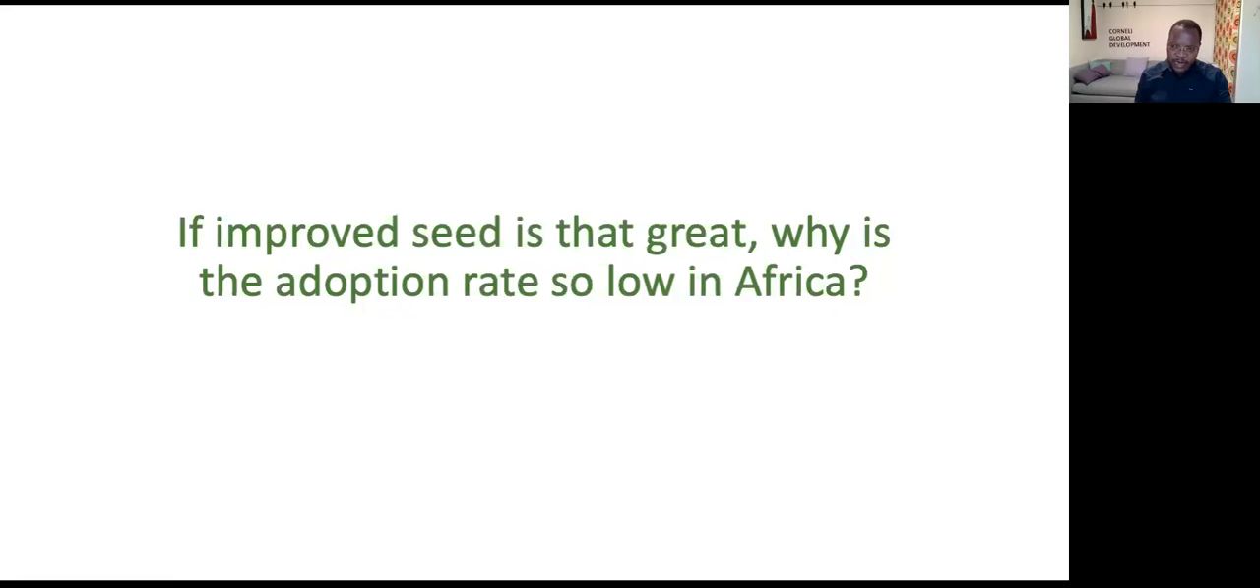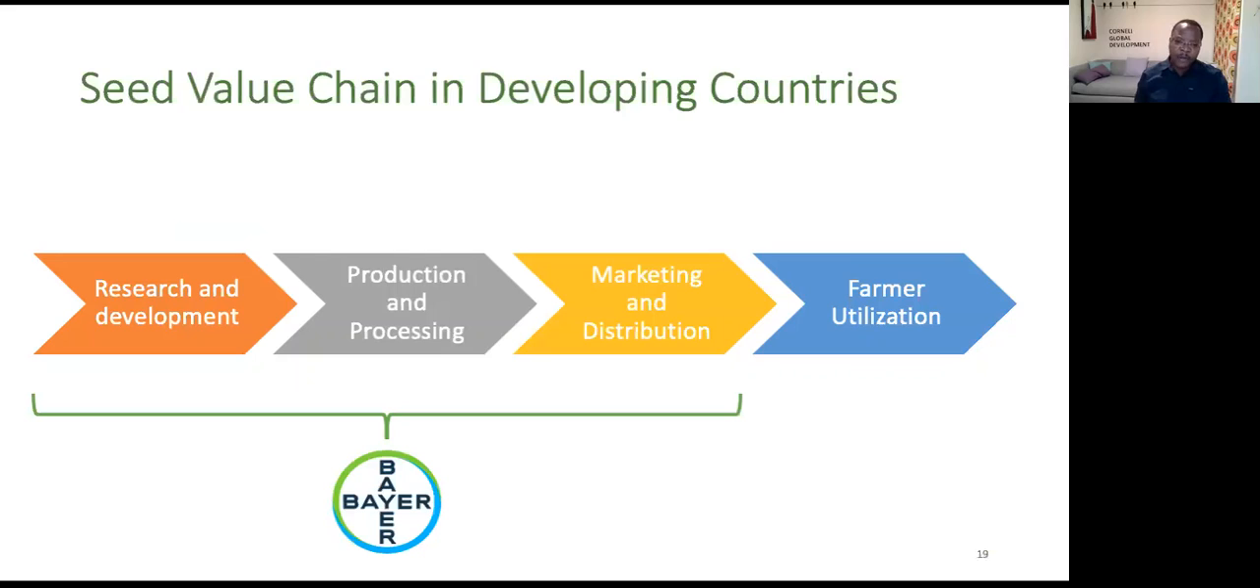To help answer that question, let me take you to an illustrative example of what a seed value chain looks like in developing countries. It basically consists of 4 different phases: research and development, production and processing, marketing and distribution, and finally, farmer utilization. Here in the US and in Europe and parts of Asia, those first 3 stages are often done by one company. In this case, I give an example of Bayer. Bayer does their own research and development, production and processing, and marketing and distribution. They're huge conglomerates that deliver all these things ultimately all the way to the farmers.